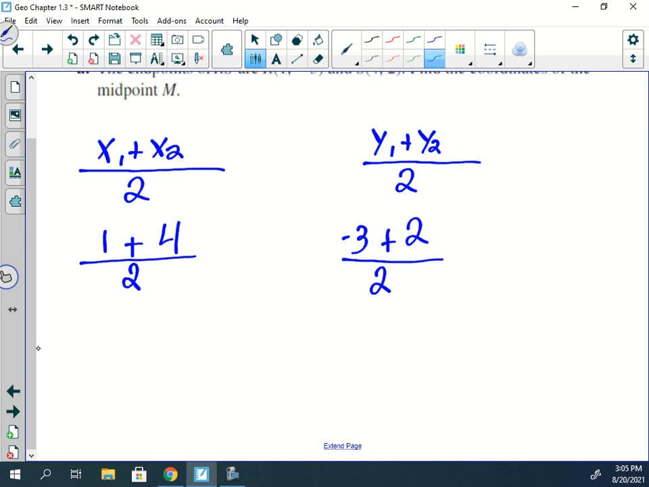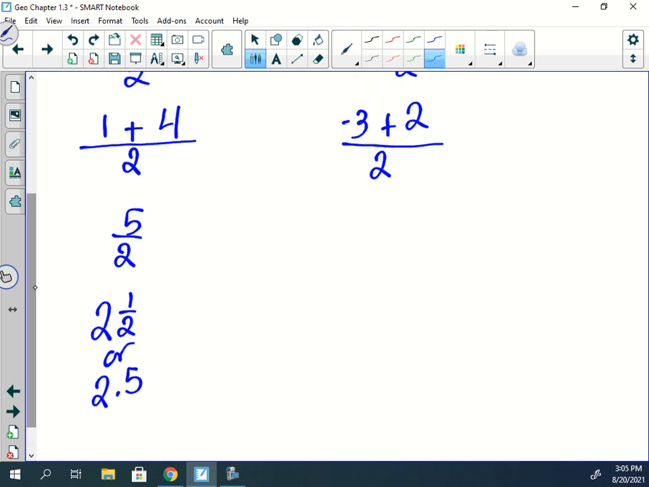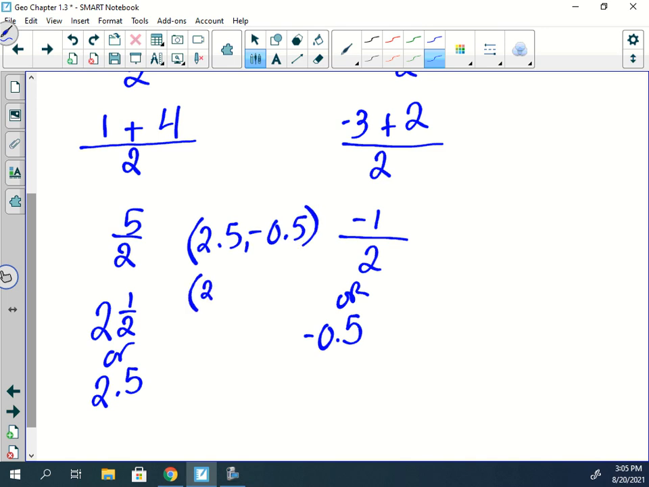So here we can do 4 plus 1, which is 5, divided by 2. And 5 divided by 2 is 2 and 1/2, or 2.5. Now the other one, negative 3 plus 2 is negative 1. So we have negative 1/2, or negative 0.5. So our midpoint is 2.5 comma negative 0.5, or we can say 2 and 1/2 comma negative 1/2. Either one of these would be the midpoint. It's just determining whether we want to leave it in decimal form or fractional form. Either one will work.